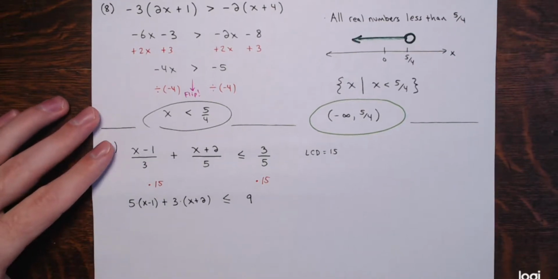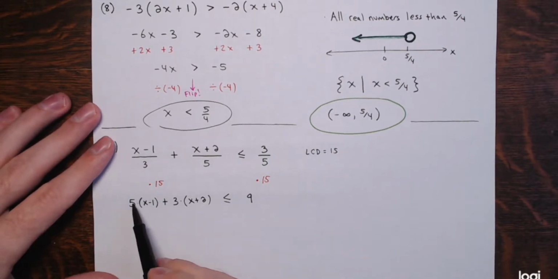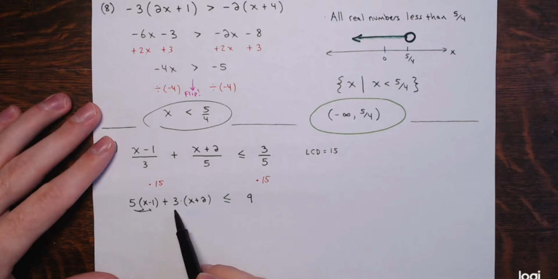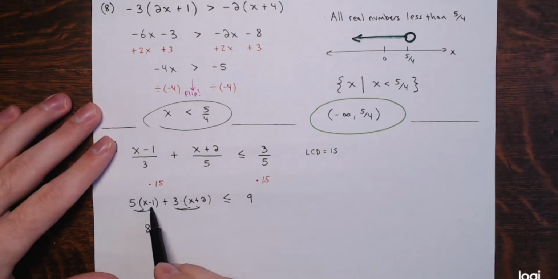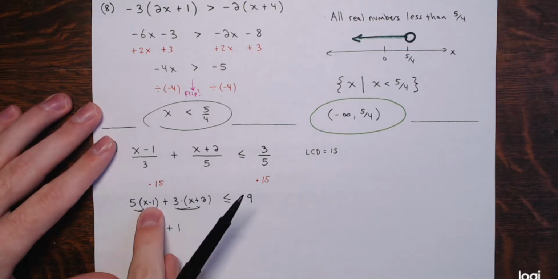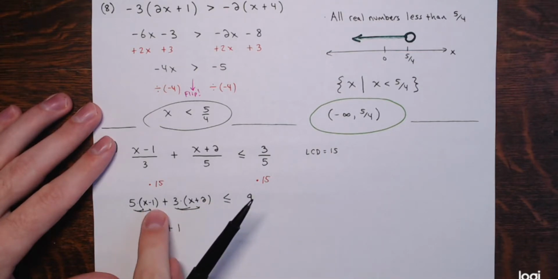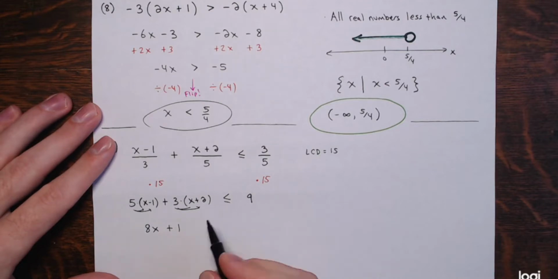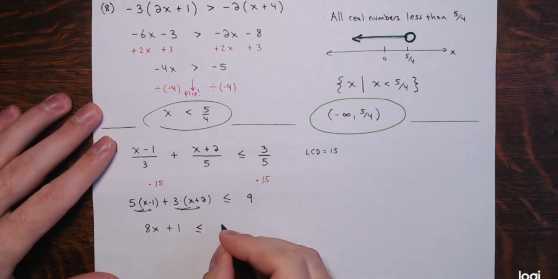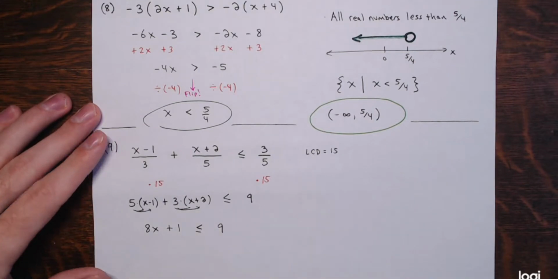All right, so now I'm going to simplify the left side a bit. We'll distribute the 5, distribute the 3, and combine like terms. So you have 5x plus 3x is 8x, and then negative 5 plus 6 would be positive 1. 5 times negative 1 is negative 5, 3 times 2 is 6, negative 5 plus 6, positive 1. So the left side simplifies to 8x plus 1. The right side is still just 9.